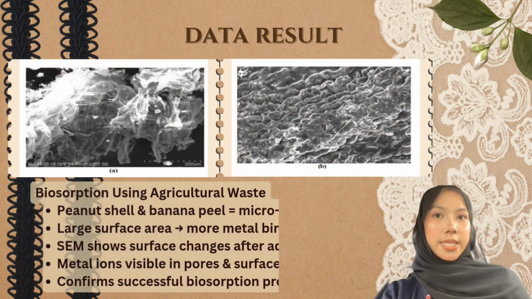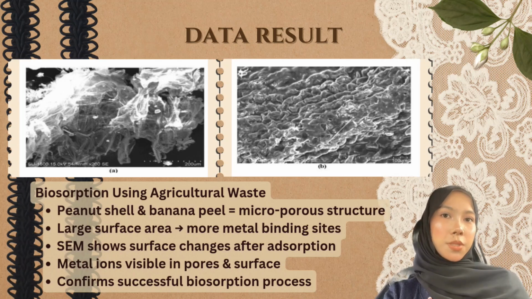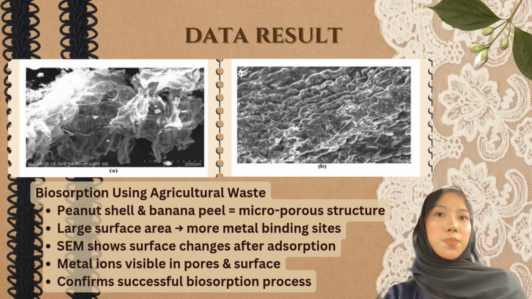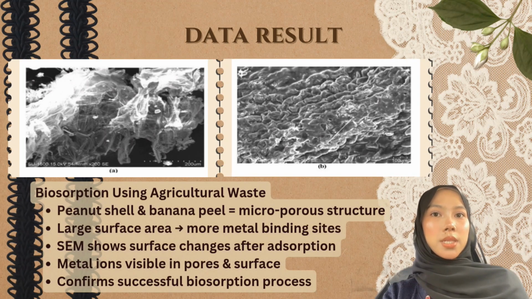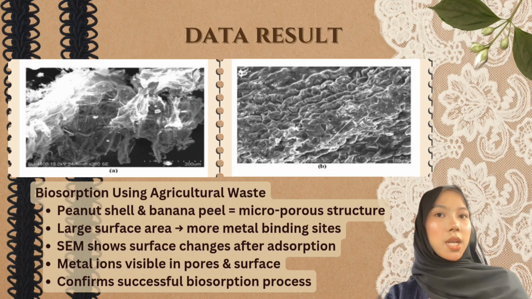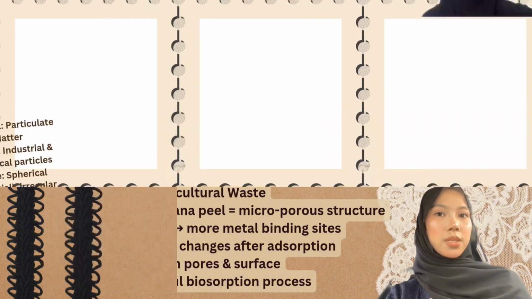In the third journal, SEM analysis was applied to study biosorption using agricultural waste such as peanut shells and banana peels. The results show that both materials have microporous structures with many pores and surface roughness, providing a large surface area for heavy metal absorption. After exposure to metal solutions, morphological changes were observed, where metal ions were visible inside the pores and on the surface. These changes confirm the deposition and retention of heavy metals compared to untreated samples.